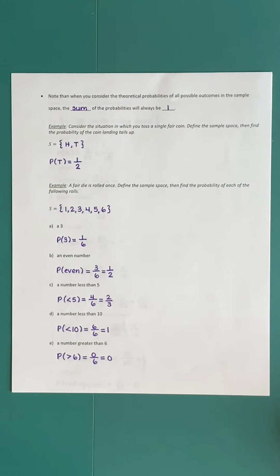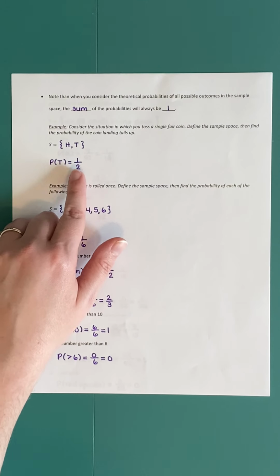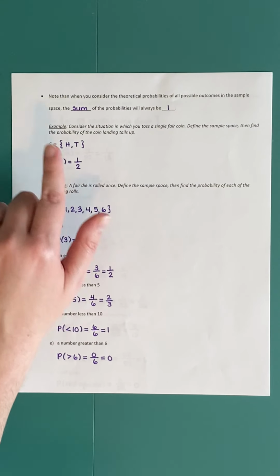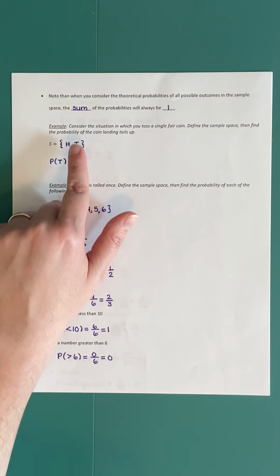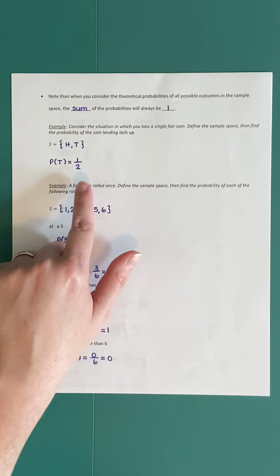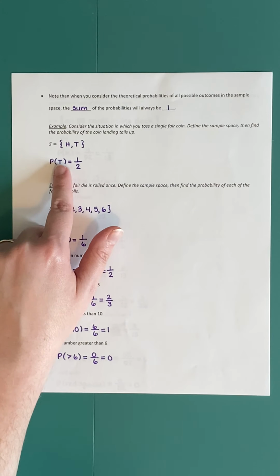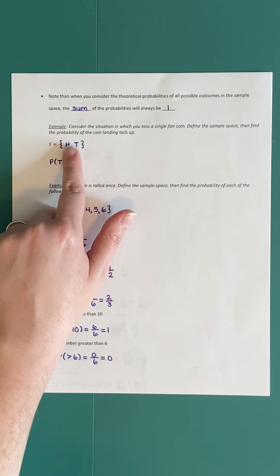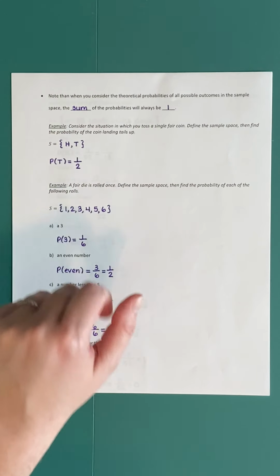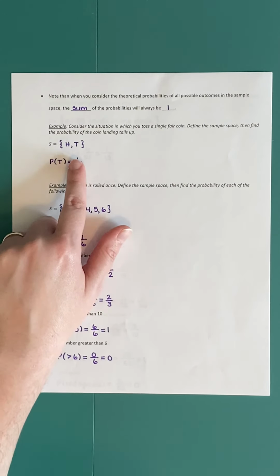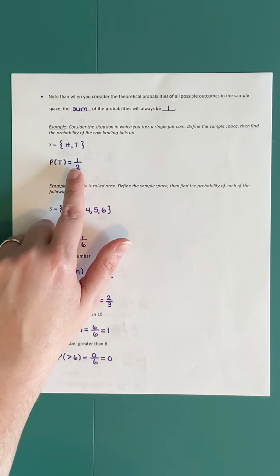So what does that look like in this kind of situation? Well, let's start with the denominator. The denominator is the total number of possibilities. In this case, there's only two possibilities from flipping a coin, so the denominator is going to be 2. Now, we're interested in the event of flipping a tail. Based on the sample space, there's only one way we can flip a tail. So the numerator for our probability is going to be 1.